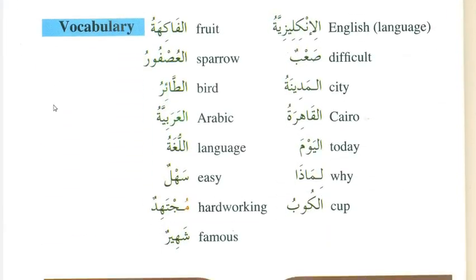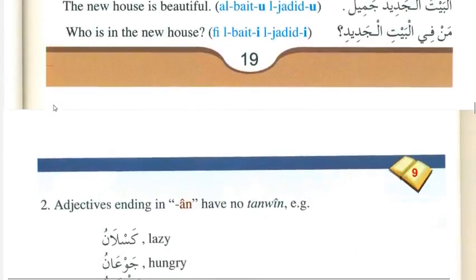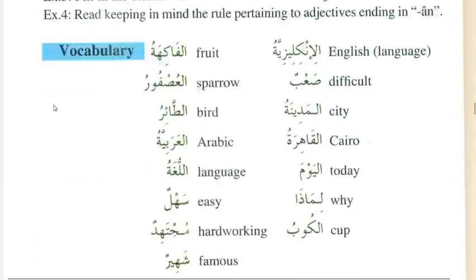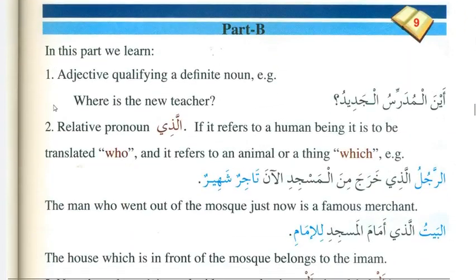Now we have some vocabulary. You need to memorize this vocabulary and then you will write it without looking at the notebook. Also read this carefully. Then we have the second part of this lesson, grammar. Again he is telling you the same thing: if Manoot is marifa, then Naat must be marifa. If Manoot is nakira, then Naat must be nakira. The same thing is revised here.